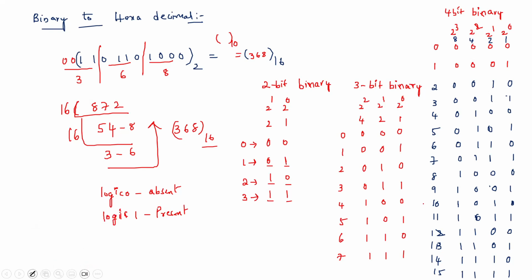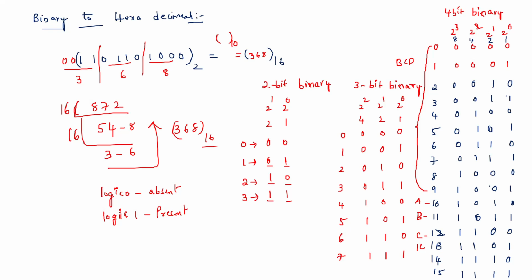Up to this, we can write 0 to 9 as BCD, binary coded decimal. That means only 0 to 9 we can take. And the binary number system means 0 to 15.